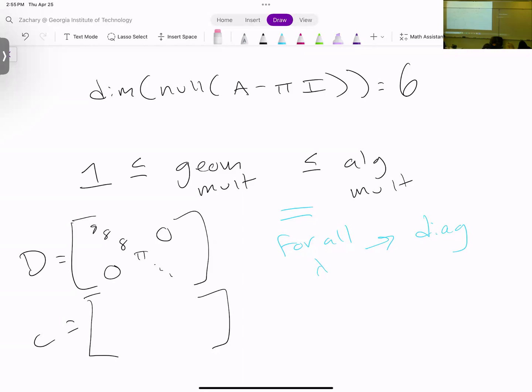Some shortcuts are like, hey, I have an 8 by 8 matrix that has 8 distinct different eigenvalues. Am I diagonalizable? Why? What is my algebraic multiplicity of each of those eigenvalues? 1. So by definition, what is their geometric multiplicity? Also 1, right? Non-zero, 1. So that's how you make that one.